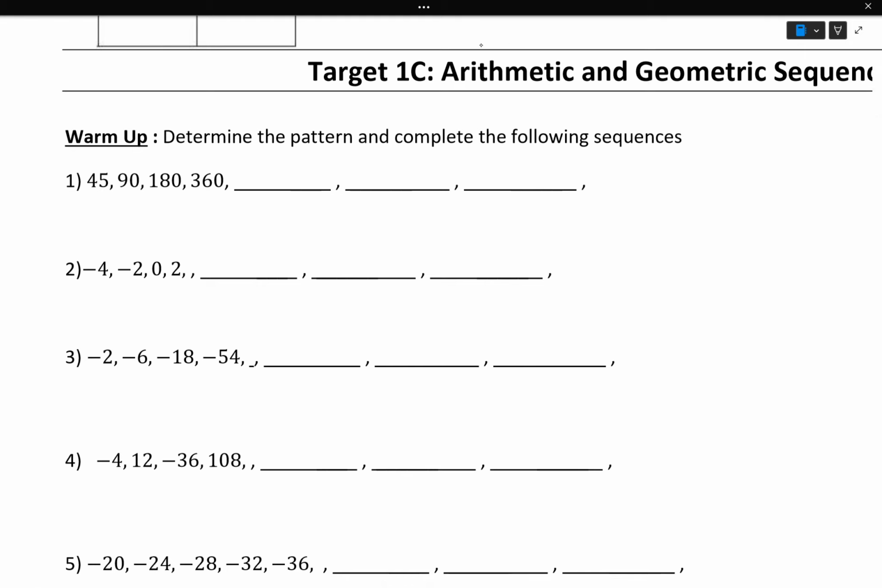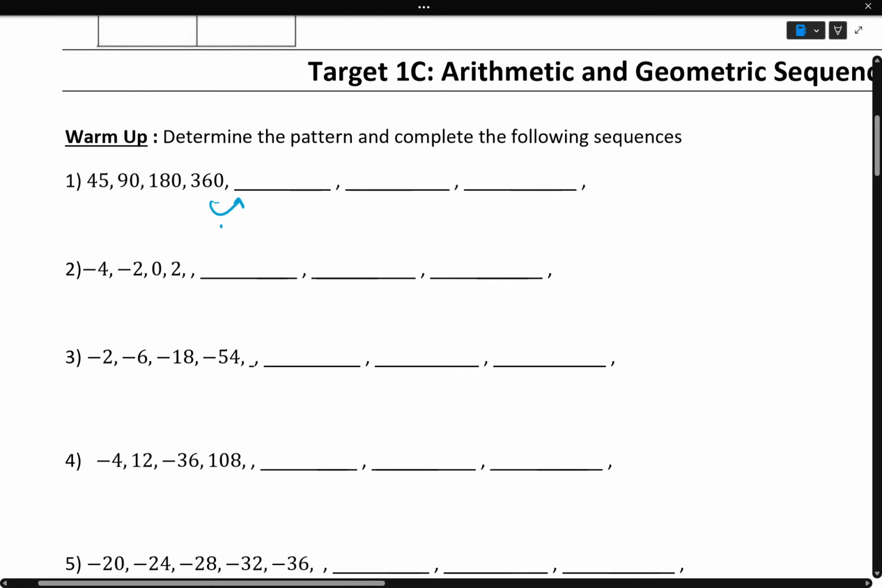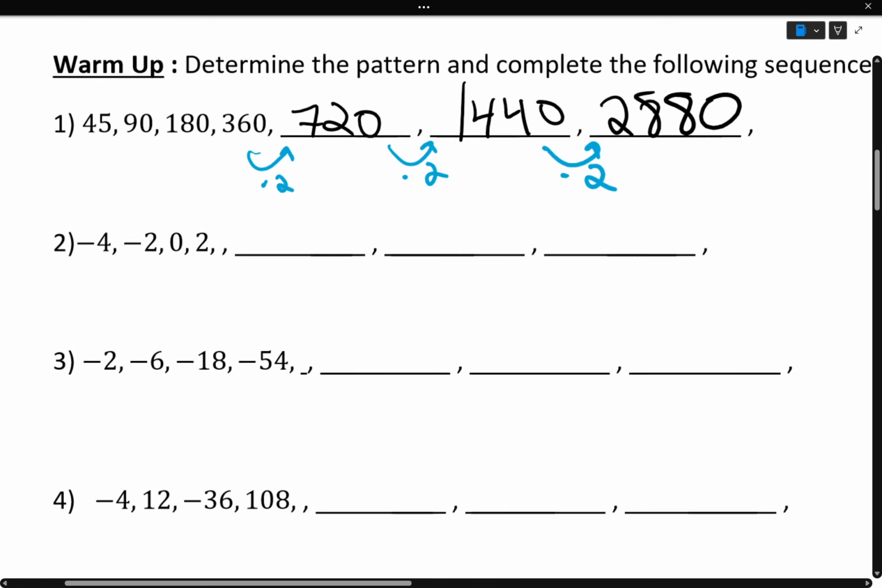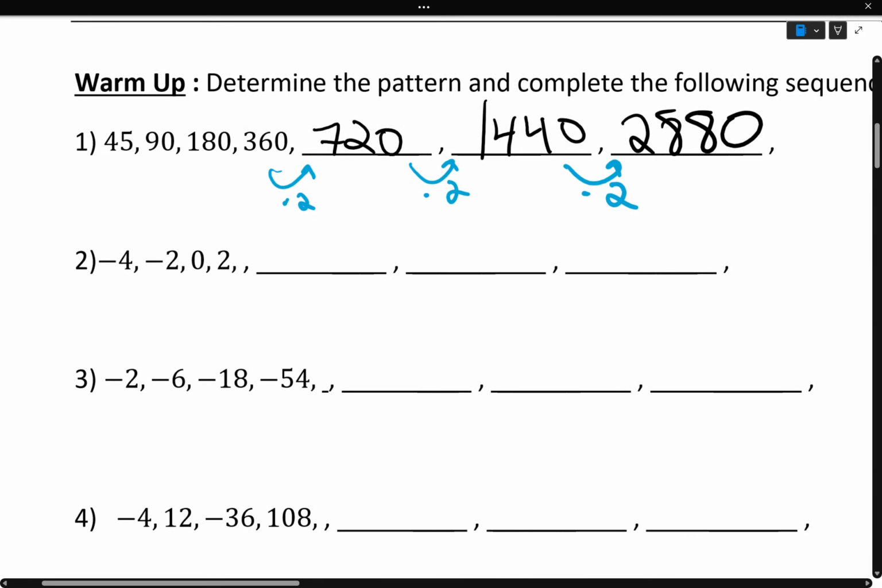What it looks like to me is we're multiplying by 2 each time. So let's multiply by 2 three more times. We've got 720, 1,440, and 2,880. Can I zoom in some more? I can. Beautiful. All right, number 2. Check out the pattern, see if you can see what's happening.